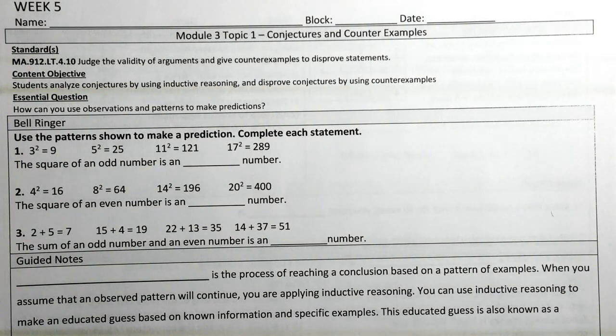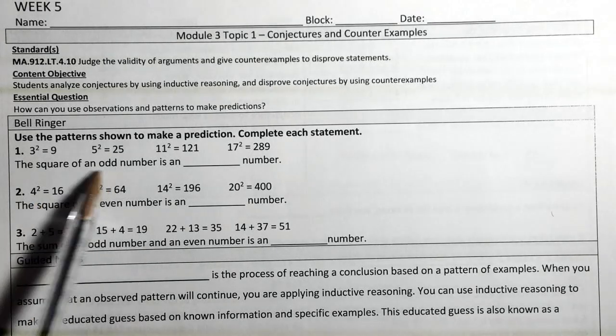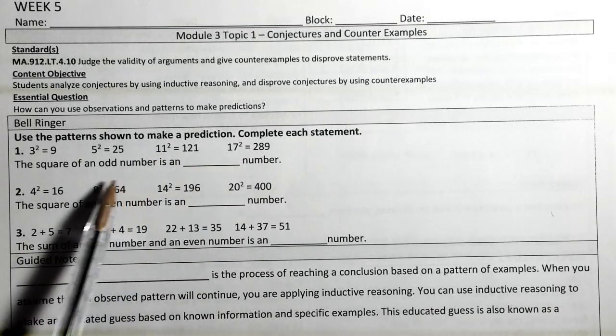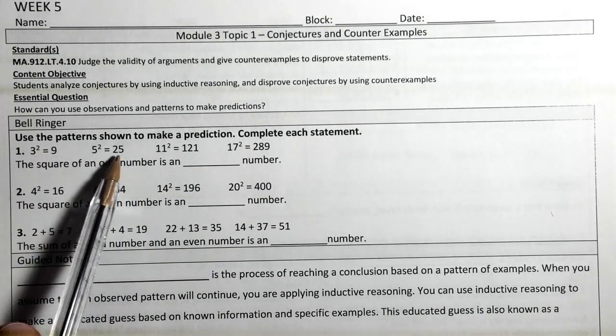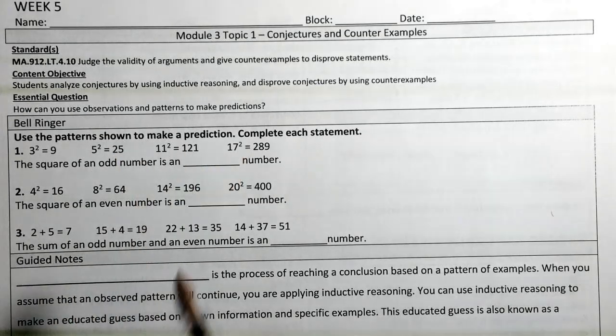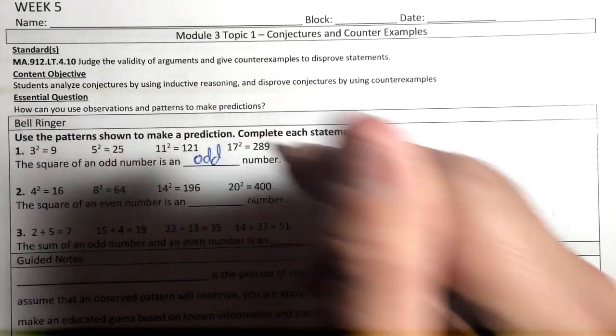Alright, number 1. We have 3 squared is 9, 5 squared is 25, 11 squared is 121, and 17 squared is 289. It says the square of an odd number is a blank number. So we have odd, odd, odd, odd. So the square of an odd number, so 3 squared was 9, 5 squared 25. So the square of an odd number is an odd number.